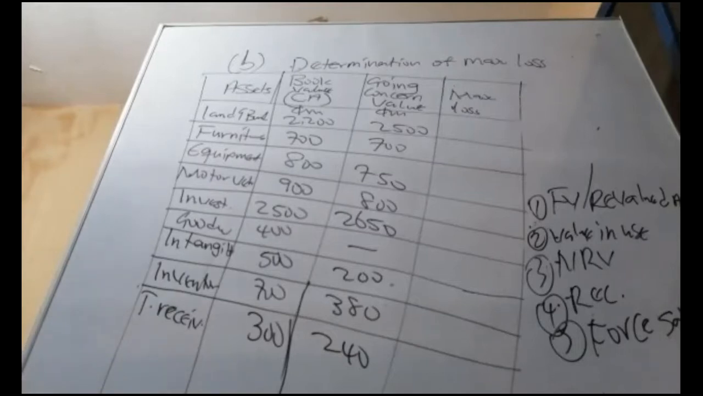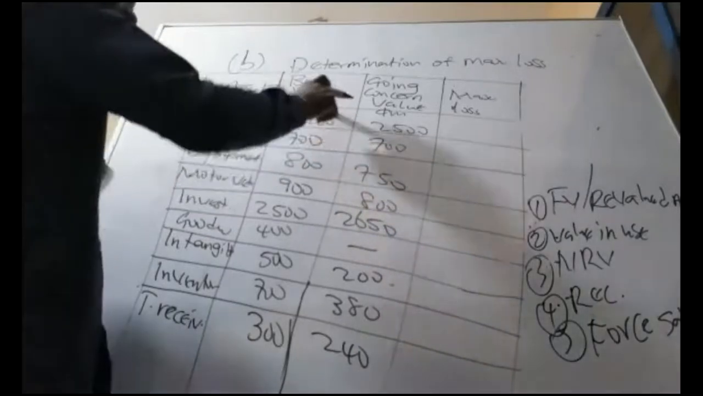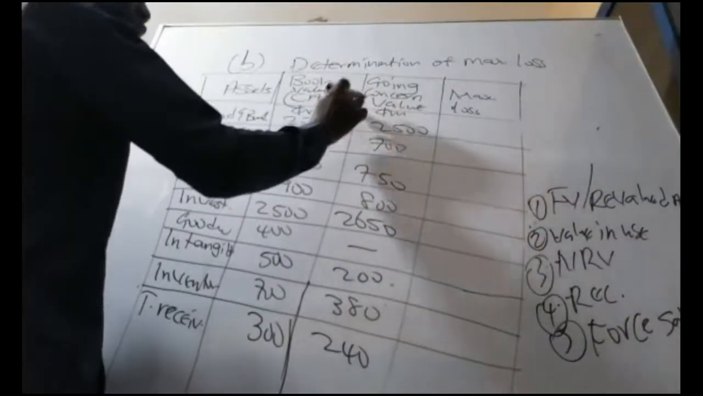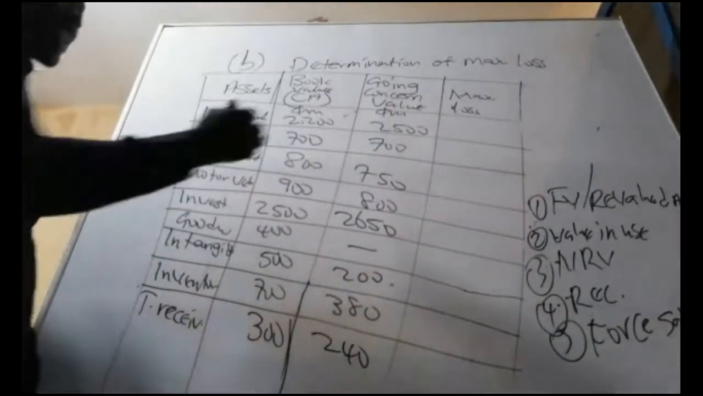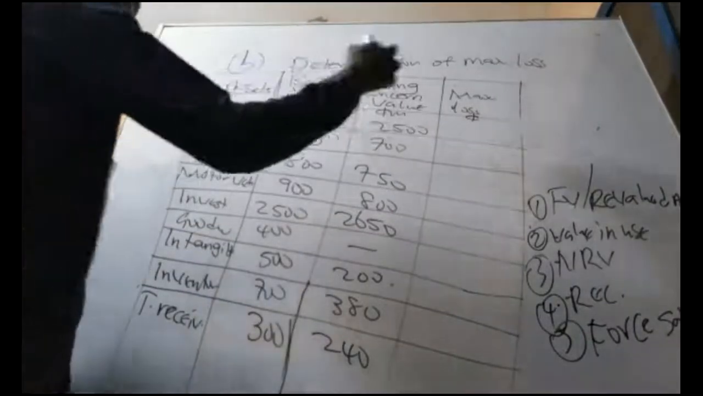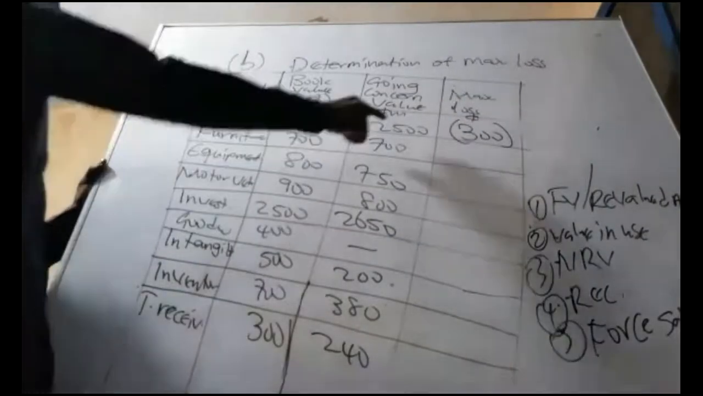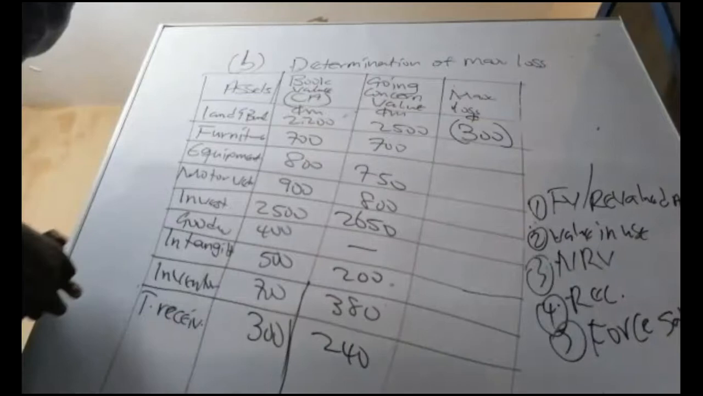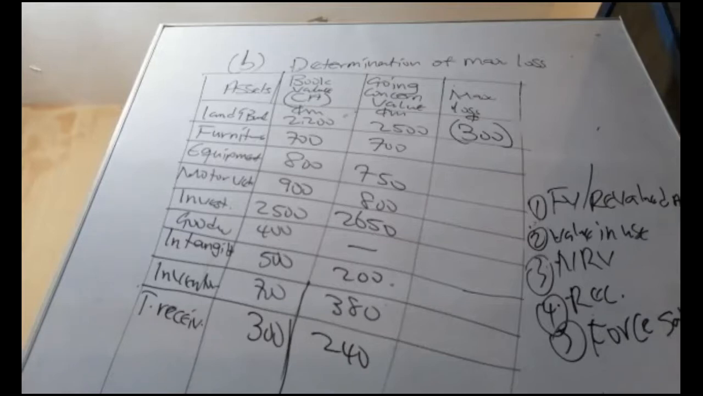Now to get the maximum loss, take the book value, see this minus this. If the answer is positive, write it. If it's negative, put it in brackets. So this minus this, that gives us 300, and put it in brackets like this. Good. It means that this is a gain. It means that this one is what? A gain. So that is it.